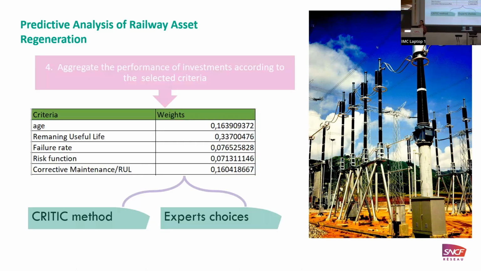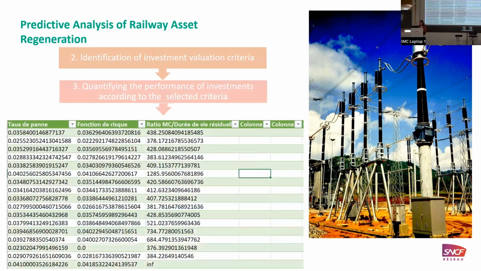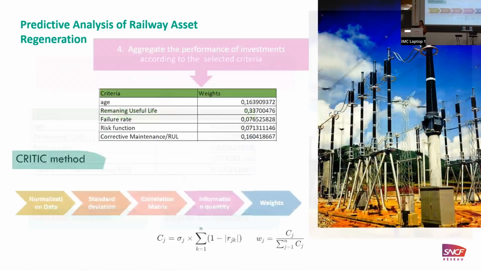So after gathering all the data, we need to aggregate this value by asset into a single value. It represents the overall score. This score will make it possible to compare between all investment programs. To do that, we have to calculate weights of criteria. Here we are going to use the CRITIC method. CRITIC is criteria importance through inter-criteria correlation approach.